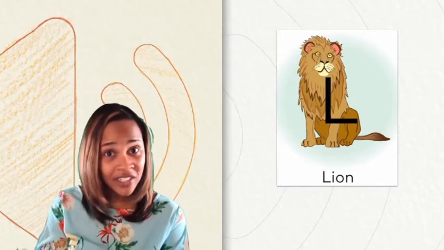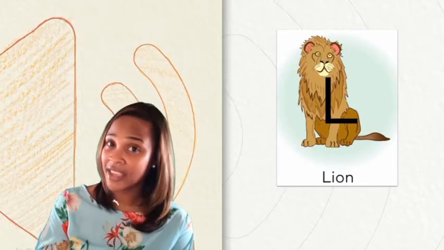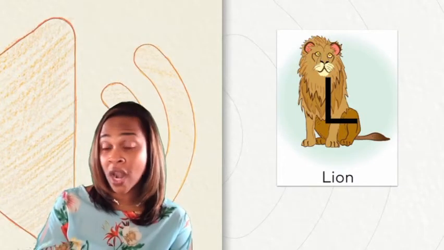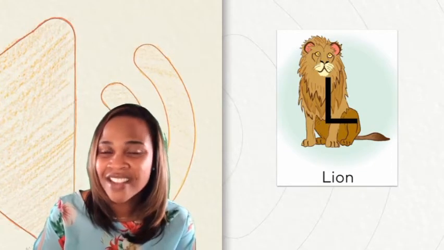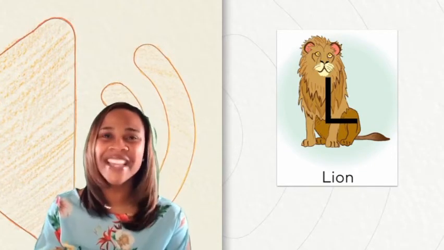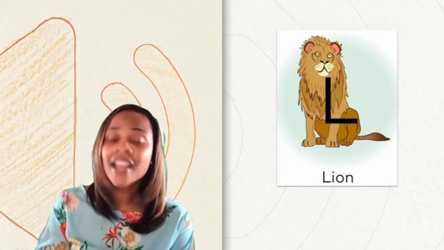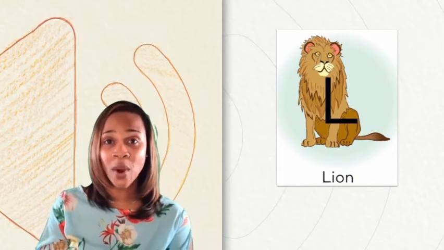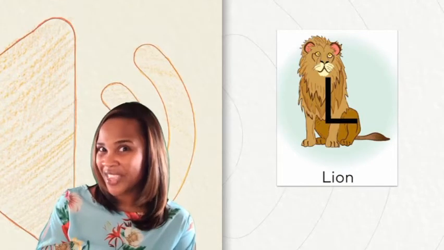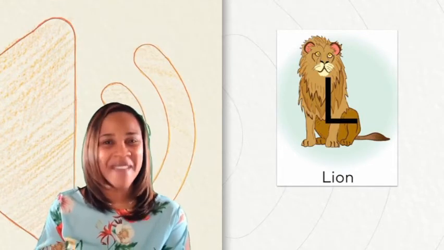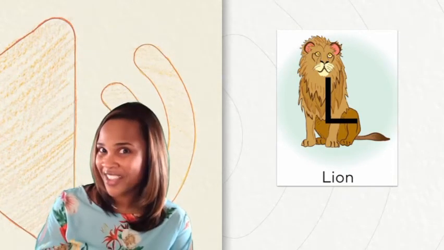Here is a picture of the word lion. The sound we hear at the beginning of the word lion is the ul sound. Can you make that sound? Ul. Yes, the sound ul is for the letter L. That's what we hear for the word lion. I wonder if you can think of some more words that make the ul sound, just like in the word lion. Can you?